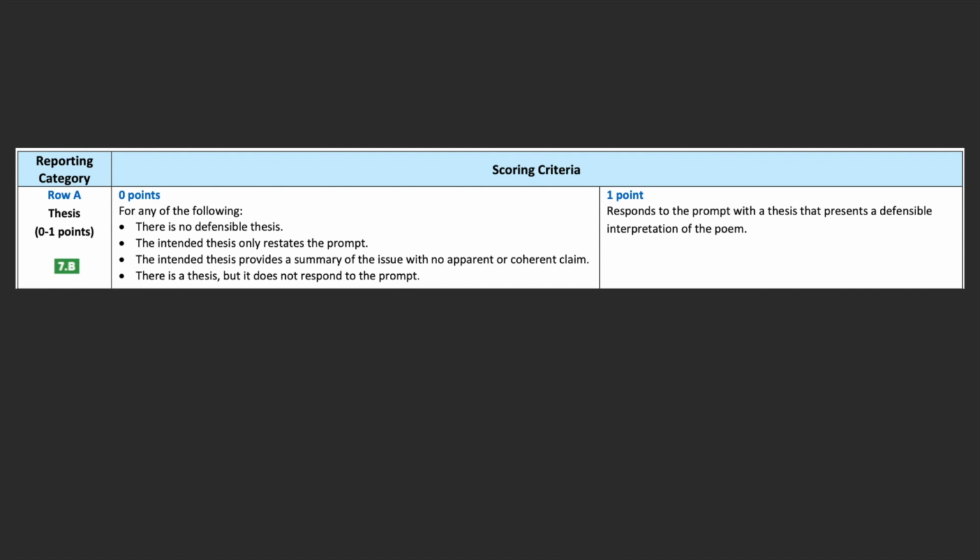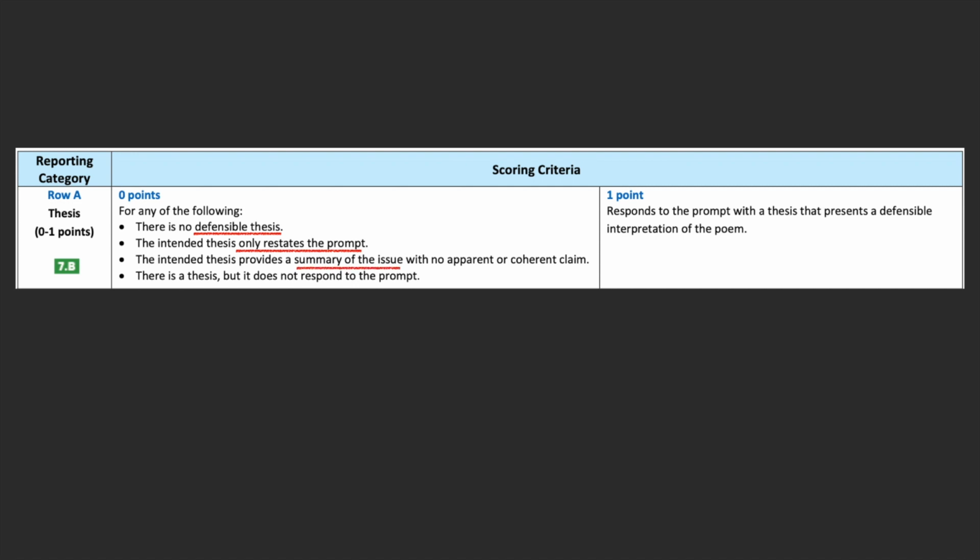So the first one is the thesis, and I actually find it better to look at what a thesis isn't, how you don't get the point, instead of how you do get the point. The first way is if there's no defensible thesis, meaning there's no thesis there at all, obviously. Secondly, the intended thesis only restates the prompt, right? So if you just restate the prompt, you're not going to get the point. You actually have to say something for yourself.